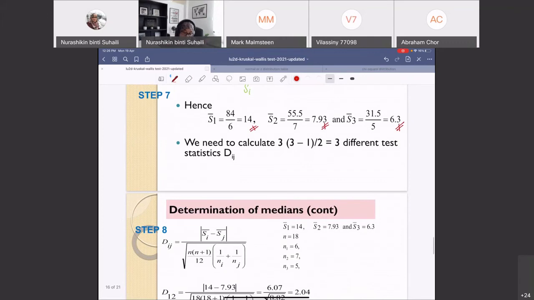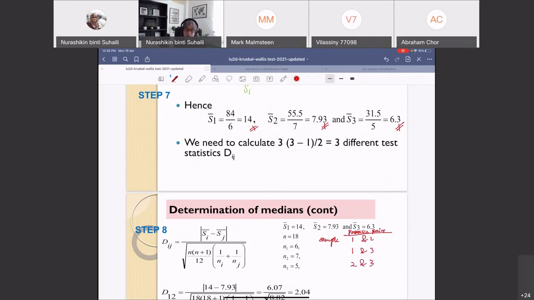We have to calculate the DIJ. Step 8 says that you have to calculate the DIJ. Now you have 3 samples, so you have to create the pairs. The pairs should be between 1 and 2, 1 and 3, and 2 and 3. These are the possible pairs of comparison.